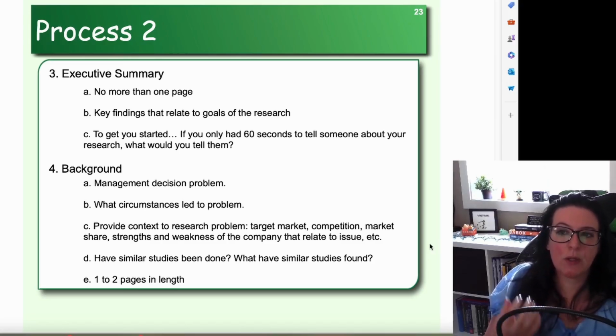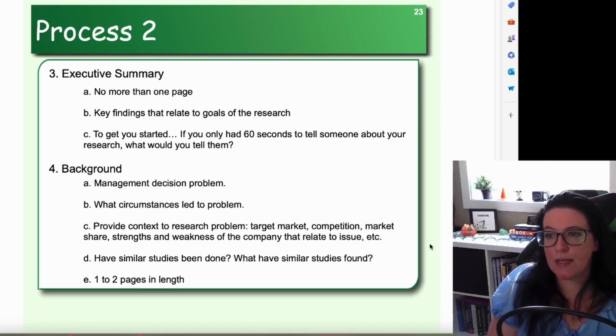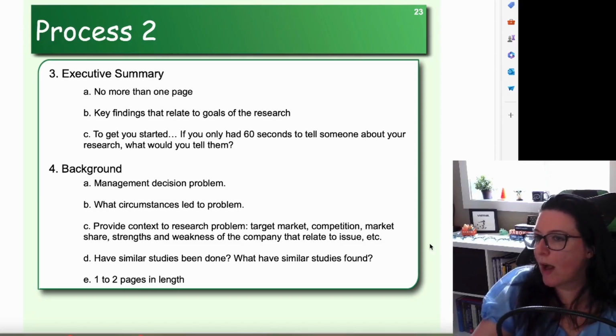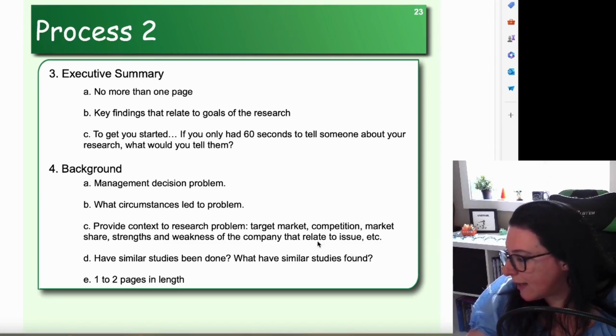You can also include in this background similar studies and some of the literature review that you found in terms of comparables that others have done. Your background should be 1 to 2 pages in length.